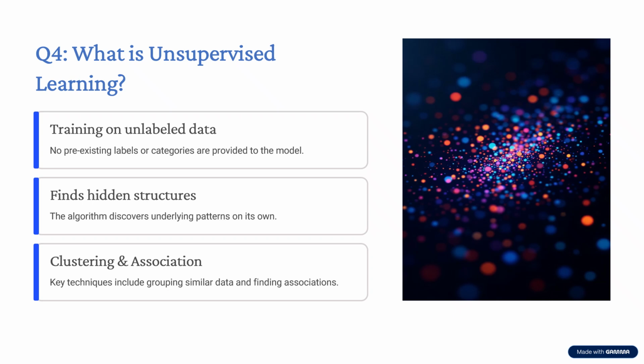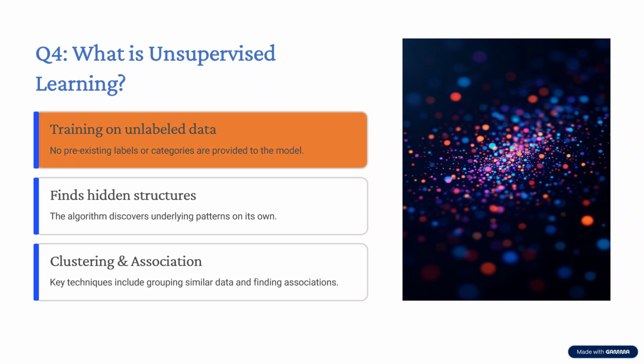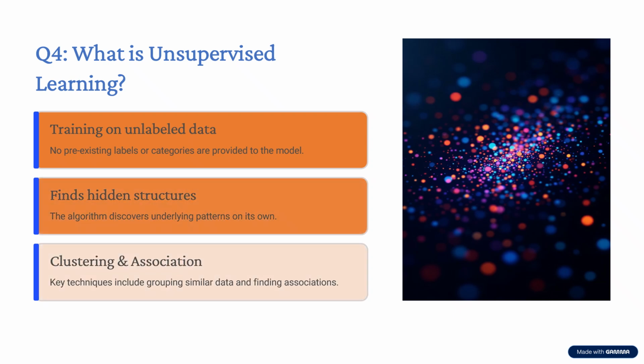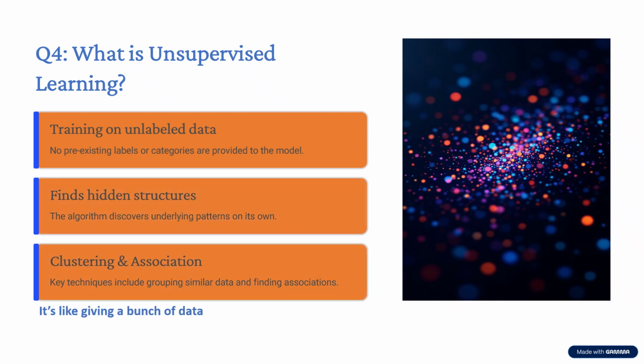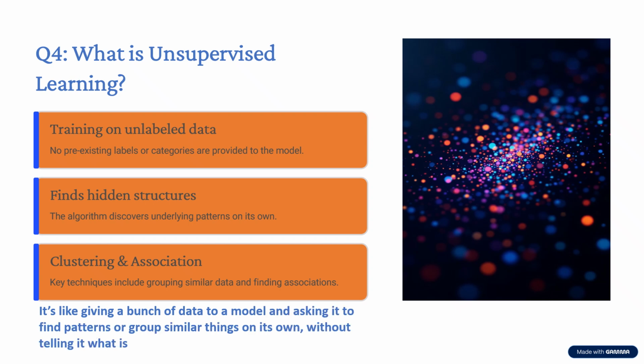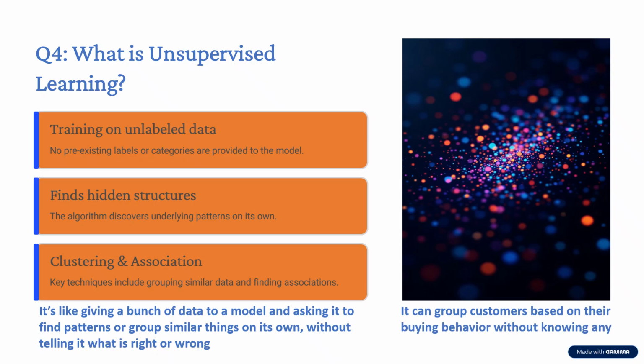Unsupervised learning is a technique where a model is trained on unlabeled data to discover hidden patterns, relationships, or groupings within the data. In simple words, it is like giving a bunch of data to a model and asking it to find patterns or group similar things on its own without telling it what is right or wrong. For example, it can group customers based on their buying behavior without knowing any predefined categories.